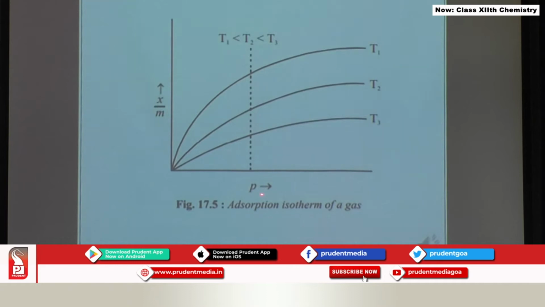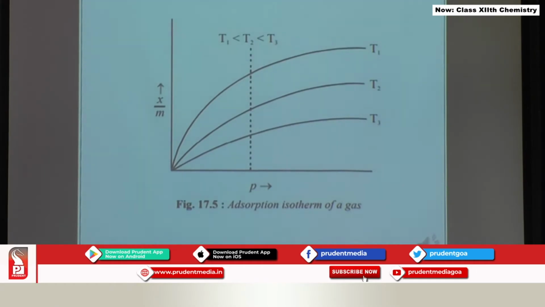Owing to the Freundlich adsorption isotherm relationship, if we plot x by m against P, we are going to get this particular graph at 3 different temperatures. So this is plotted at lower temperature, this is slightly higher temperature, this is still higher temperature. So what is happening? At the beginning the extent of adsorption increases and then it almost remains constant. This is how the nature of the graph is for each temperature.